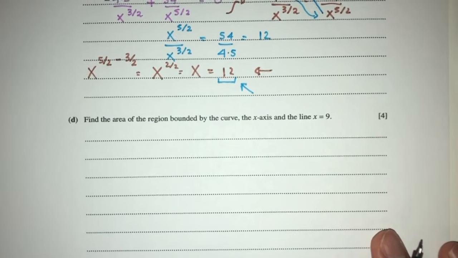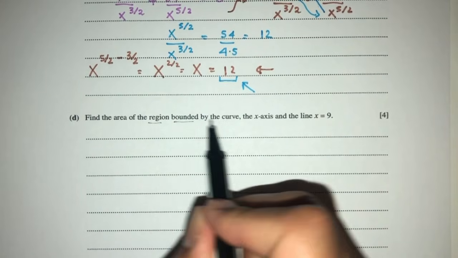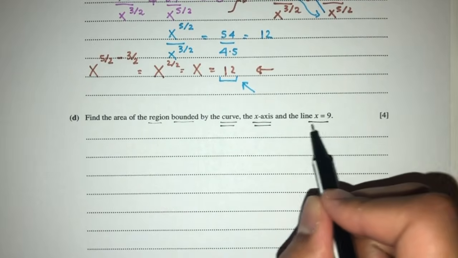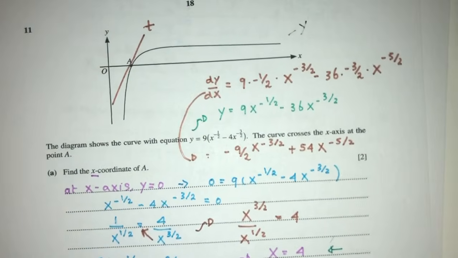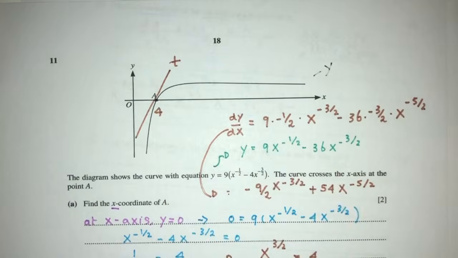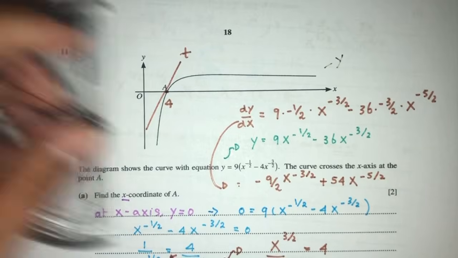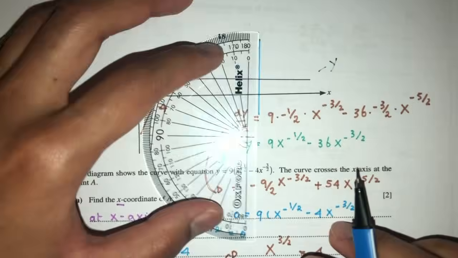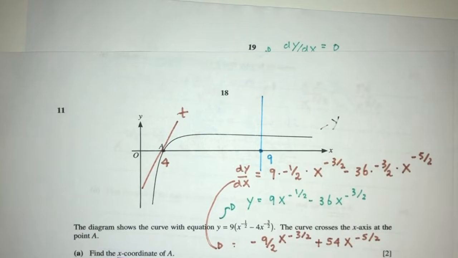Now for part D of the question, here we have to find the area of the region bounded by the curve, the x-axis, and this line. So let's see what we have. According to the diagram, this value here is 4, as we have seen right here. Now the line x equal to 9 should be somewhere over here. We can assume it should be somewhere over here. That makes sense. That will be this one.